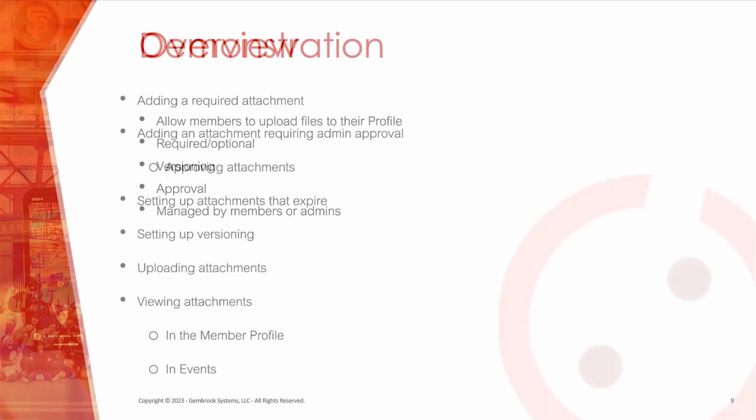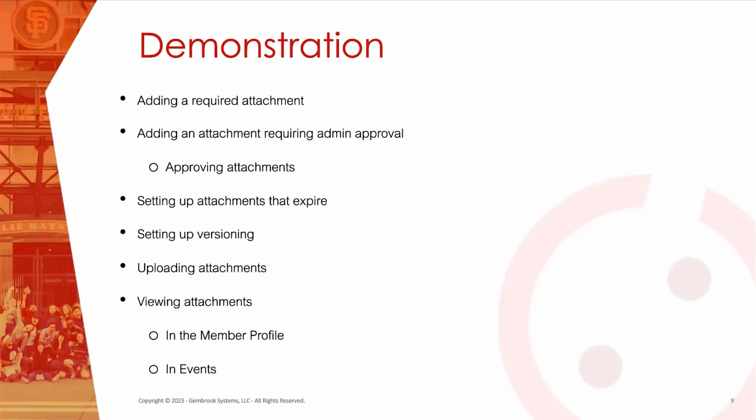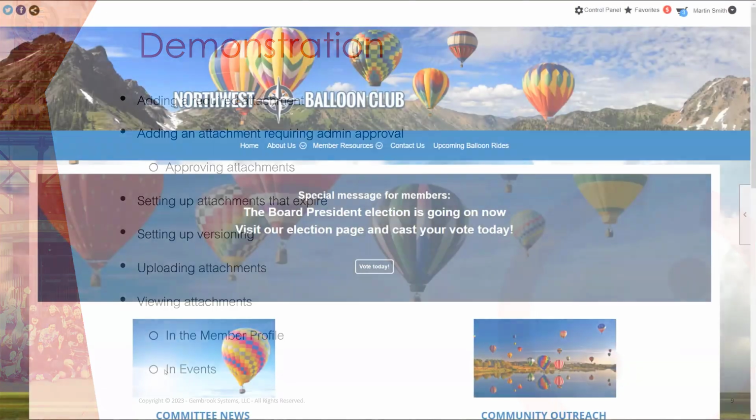So in our demo today, we're going to be going through adding different types of attachments and going through the different settings, how you might pair some of those settings together to get exactly the behavior that you want. We're going to go through adding attachments as an administrator, what it looks like for a member when they're uploading their own attachments, and how you might approve different attachments. So we're going to be going through quite a bit today. So strap yourselves in. We'll go ahead and stop sharing and switch gears just a little bit here.